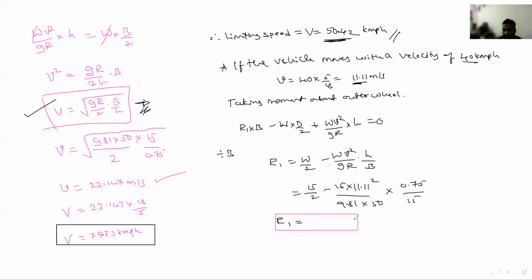See, 15/2 is 7.5. All of you calculate this one: 15 into 11.11 square into 0.75, divided by bracket open 9.81 into 50 into 15 bracket close. What is the answer? 3.77. Okay, so now calculate 7.5 minus 3.77.